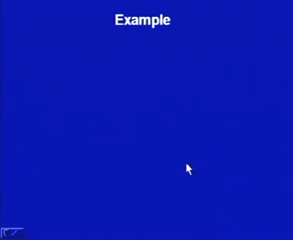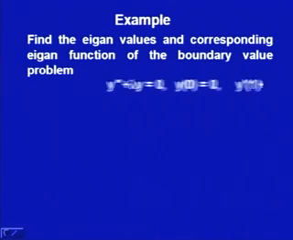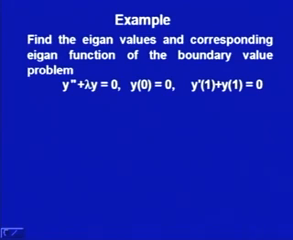Let us see one example here. Find the eigenvalues and corresponding eigenfunction of the boundary value problem y double dash plus lambda y is equal to 0, with conditions y at 0 is 0 and the second condition y dash at 1 plus y at 1 is equal to 0.